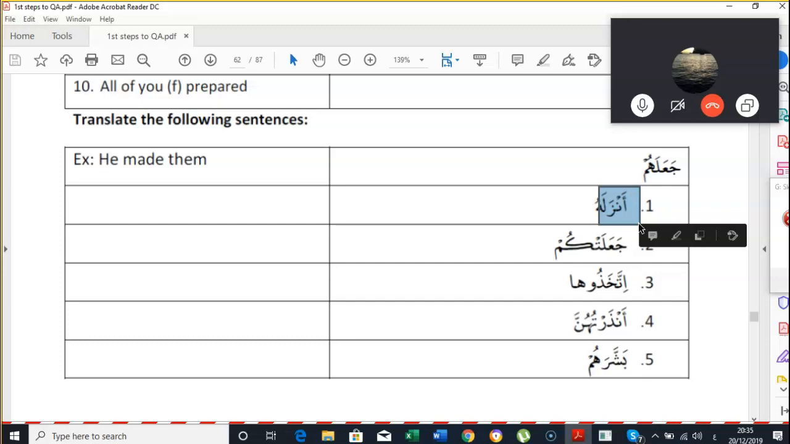Then we look at it. Yes, that is a fi'l. Translate it with the pronoun inside. So that's what we say. What would be the huwa version of that?